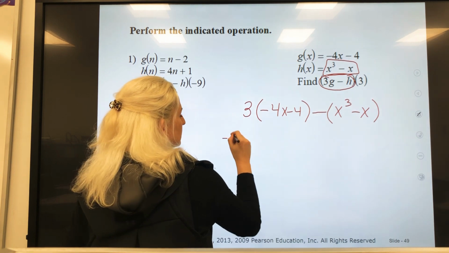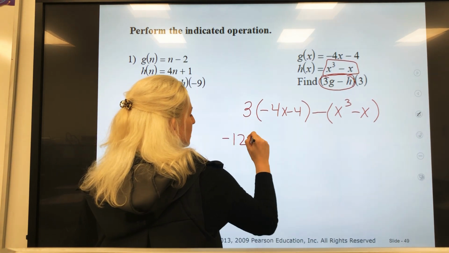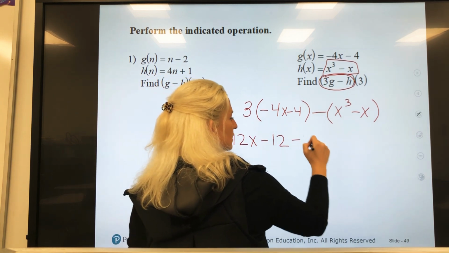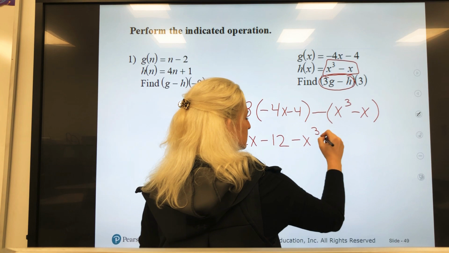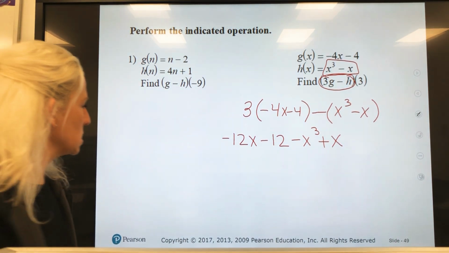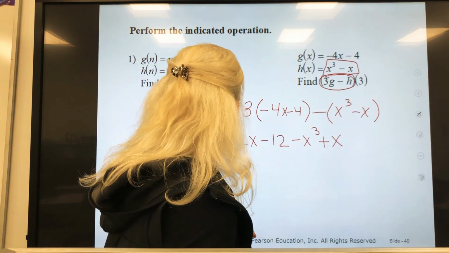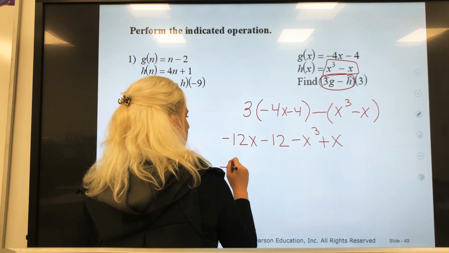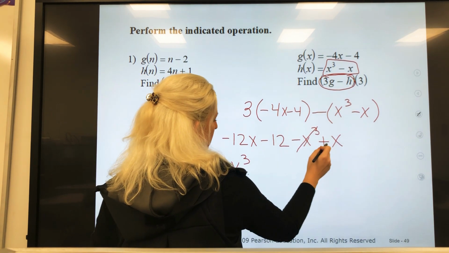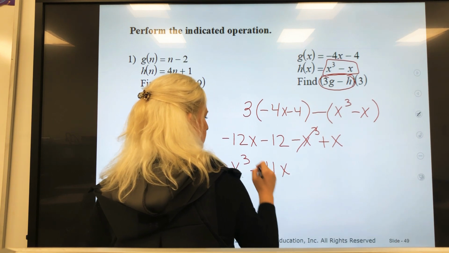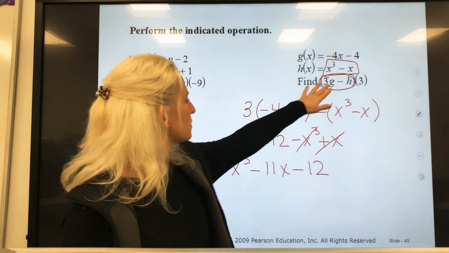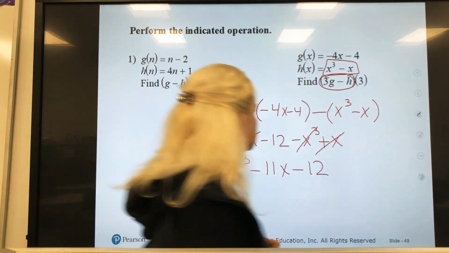So this is what? -12x, -12. Here, distribute the negative, -x cubed plus x. All right, we can simplify some of this a little bit, right? If you want to combine like terms, let's combine like terms here. I have a -x cubed, right? And I have a -12x plus x, so that's -11x, right? So that's done. And then I have minus 12. All right, so that's this part, 3g of x minus h of x.